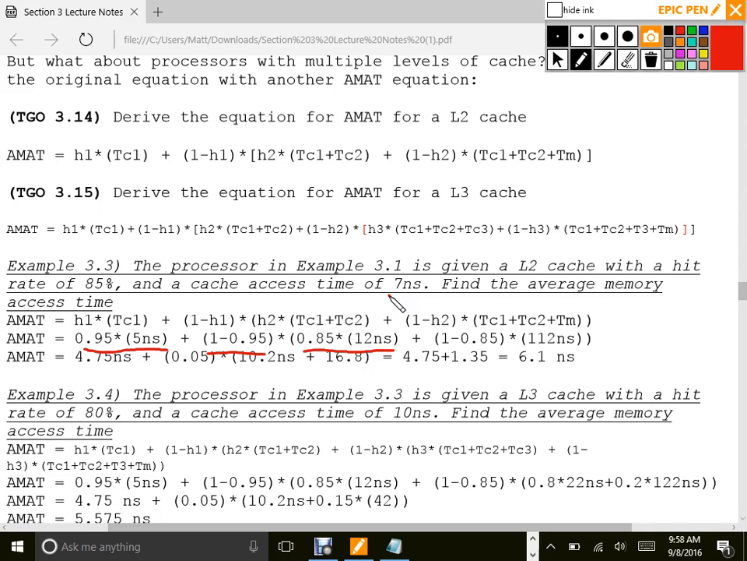So we have the level 1 of 5 plus level 2 of 7. So level 1 was 5 from the problem. 5 plus 7 is 12. Plus 1 minus 0.85 times 112, because we have the 100 nanoseconds from main memory, right? And then you plug that in, and then you get 6.1.